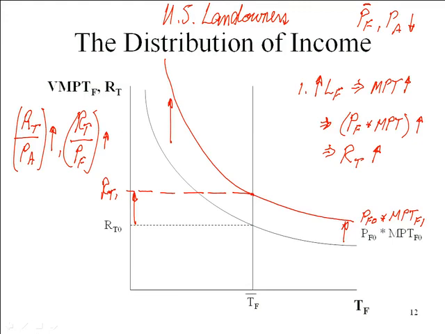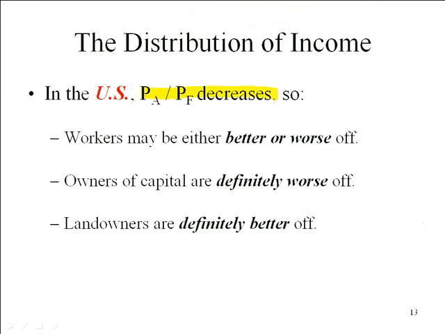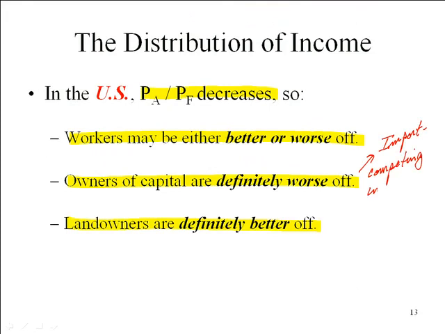So again, what we can say is if the relative price of autos falls, workers can either be better off or worse off, depending upon the mix of their consumption. The owners of capital are definitely worse off, and the owners of land are definitely better off. Notice, import competing industry, export industry.